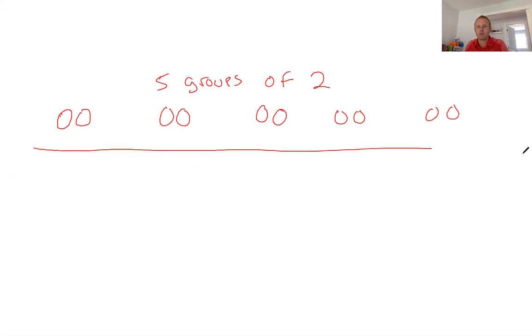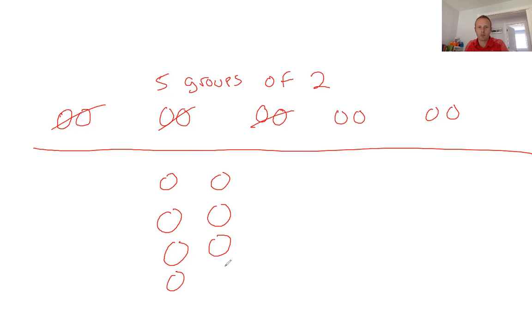So draw a line here. I'm going to take this first group and say, that's a row. I've used those ones. My second group is a row. My third group is a row. 4th group is a row. And last but not least, my 5th group is a row. So now I have 5 rows, 2 in each row.